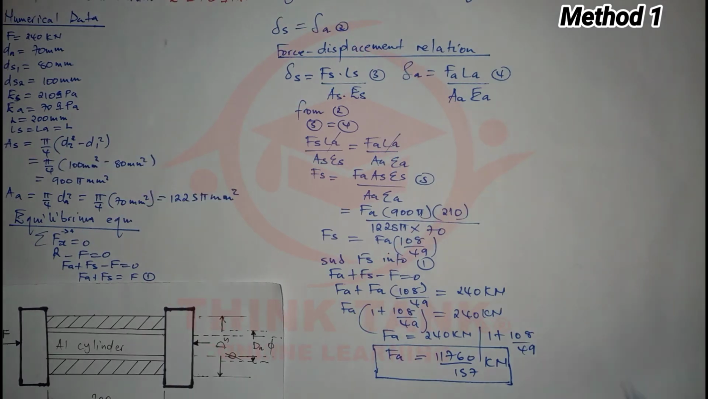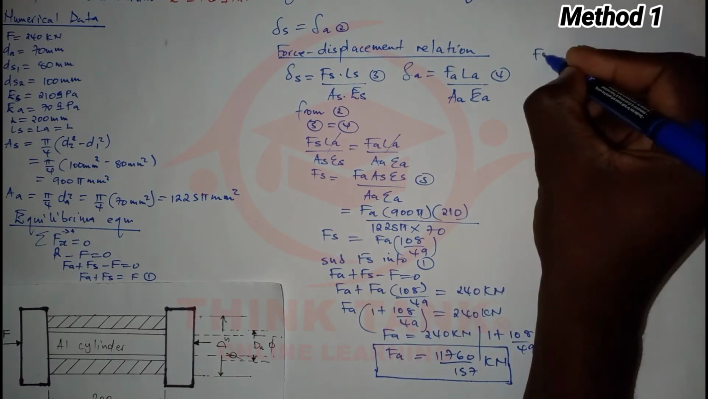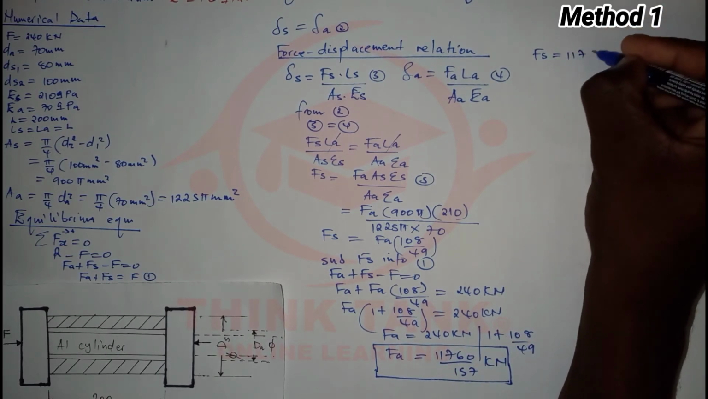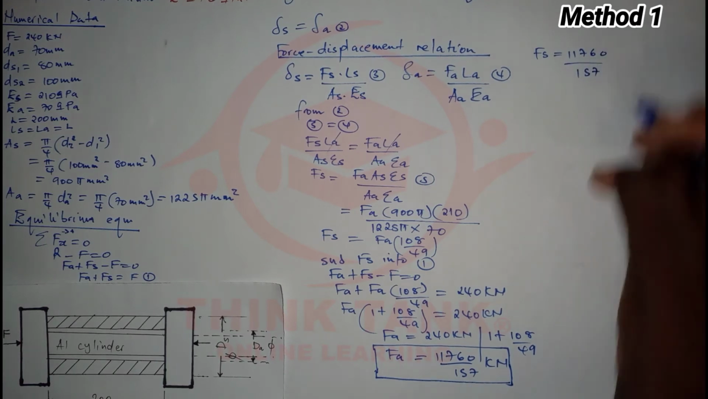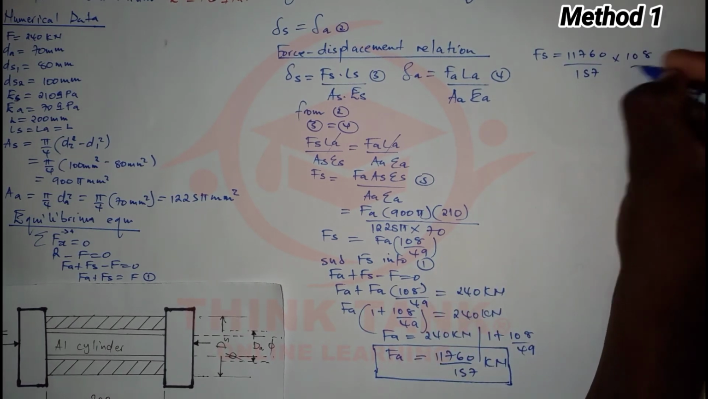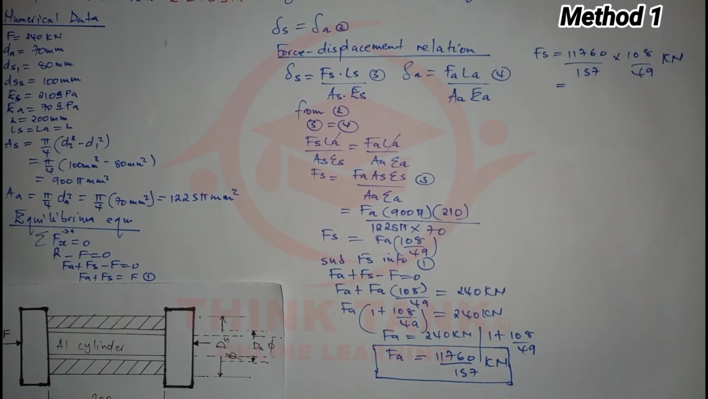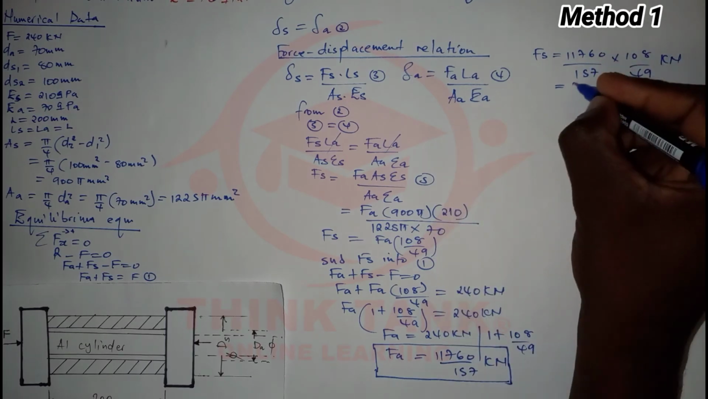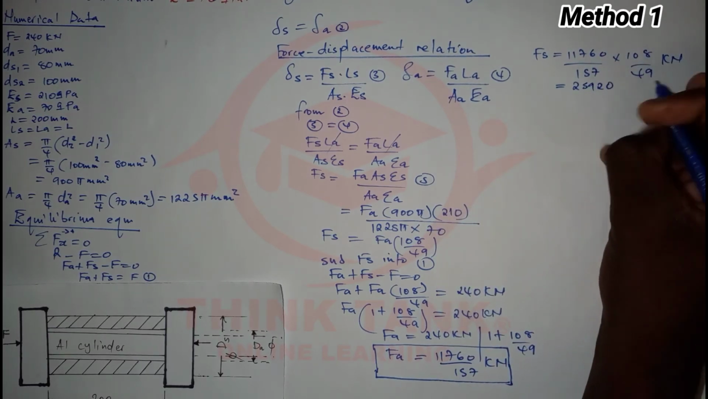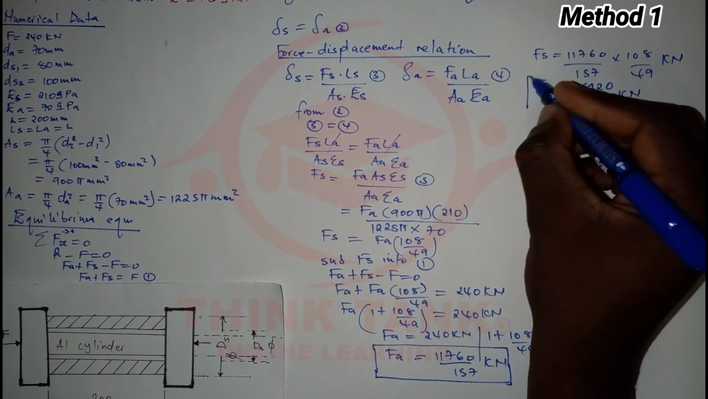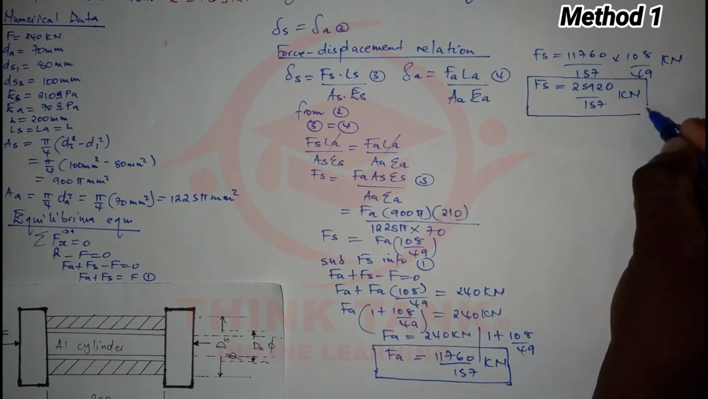Calculating stress. From here, I know that you can calculate Fs. From my equilibrium equation, you know that Fs is equal to Fa times 108 over 49, with Fa being 11,760 over 157. This will be in kilonewtons. And if we do that, we're going to see that Fs is going to be equal to 25,920 over 157 kilonewtons. So now we have the forces which are acting on each material.